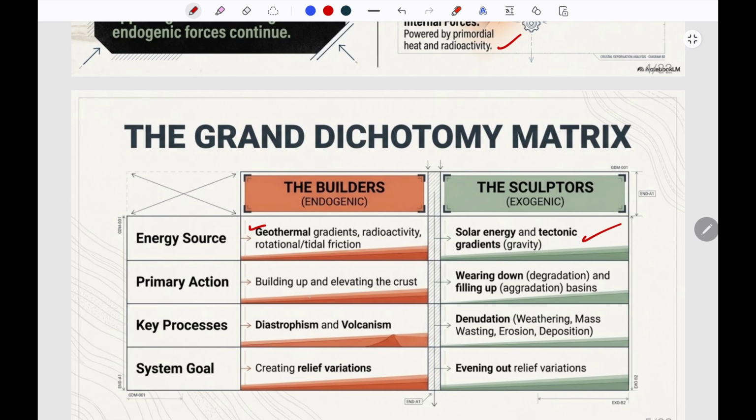And what is the result of this endogenic force? It is building up or elevating the earth crust. And exogenic force helps in wearing down, that is degradation, and also deposition, that is aggradation, of these weathered materials. And the processes that are initiated by endogenic forces are diastrophism and volcanism. By exogenic forces, the processes initiated are denudational processes, which include weathering, mass movement, erosion, deposition.